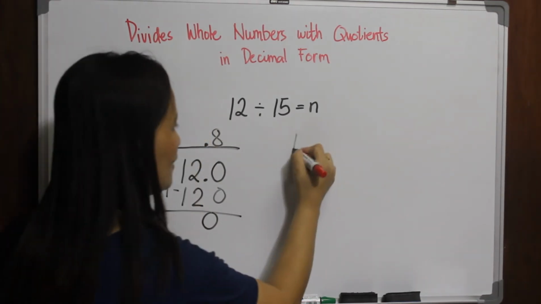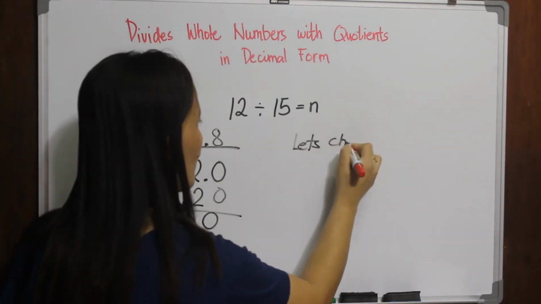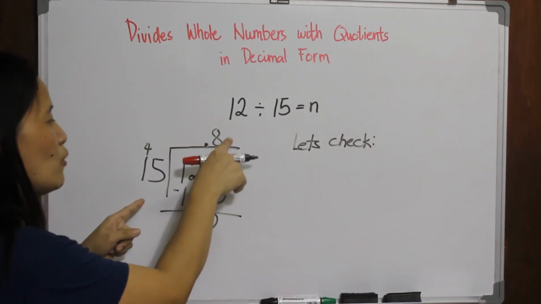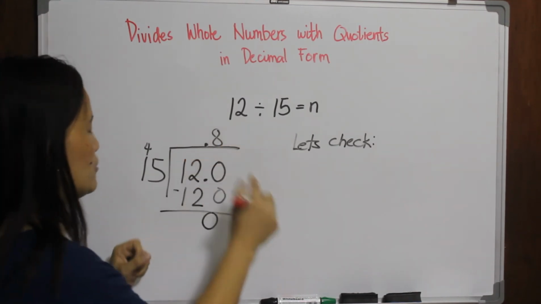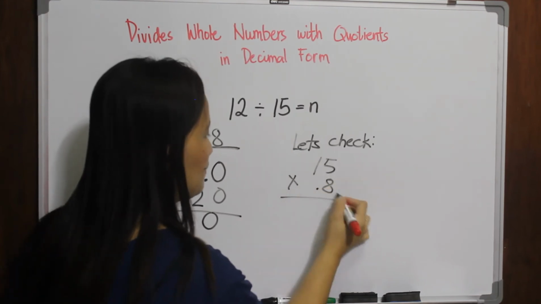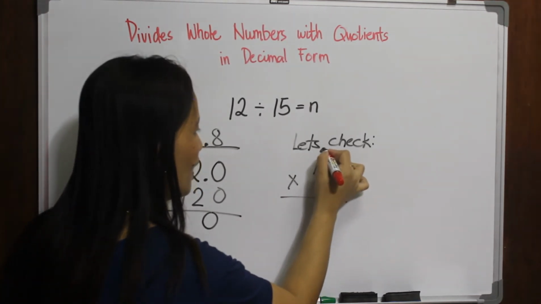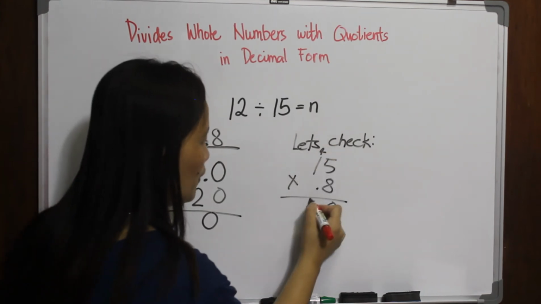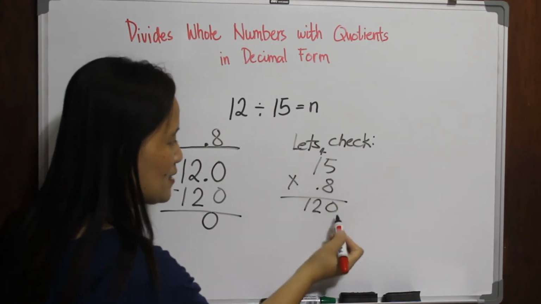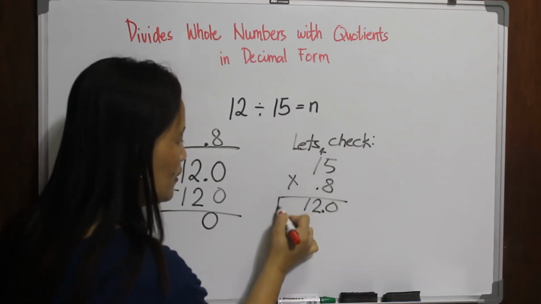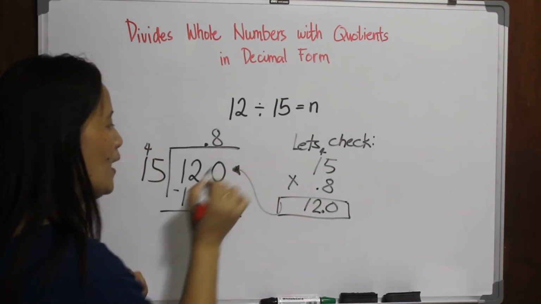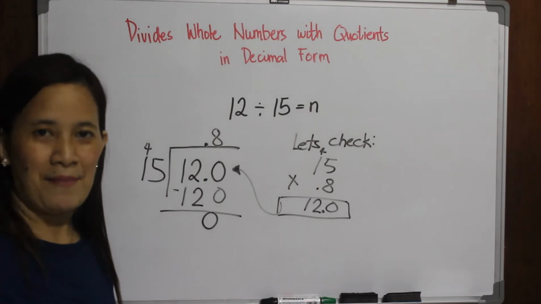Let's check if our answer is correct. So, again, multiply your quotient and your divisor. So, we have 15 times 8. 8 times 5, 40. Carry 4. 8 times 1, 8 plus 4, 12. So, count the number of decimal places. So, 1 decimal. So, 1 decimal. So, yung ating sagot is the same with our dividends. So, ibig sabihin, ang ating sagot ay tama.